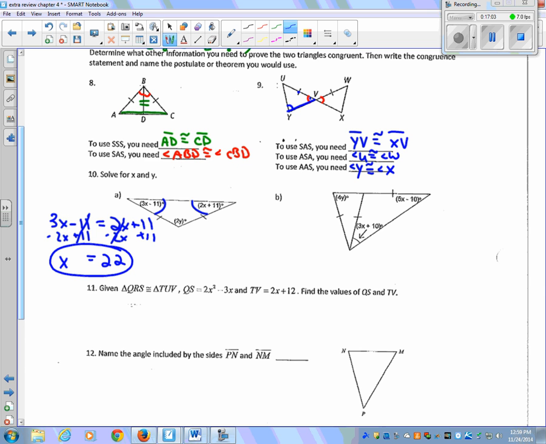If x is 22, that means this is 44 right here. 2 times 22 is 44, plus 11 is 55 degrees. And here, 3 times 22 is 66, minus 11 is 55 degrees, which we want them to be the same, so that works out. Together, that makes 110, which means this angle here must be 70 degrees. So 2y equals 70, and y is 35.